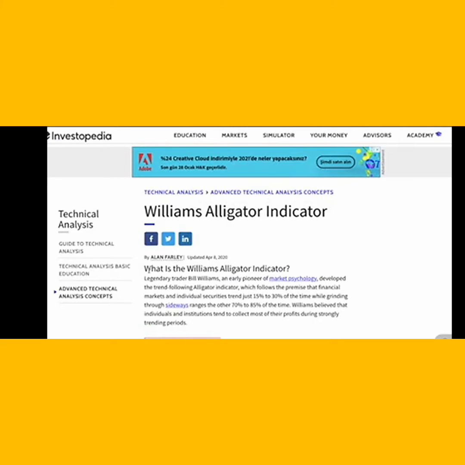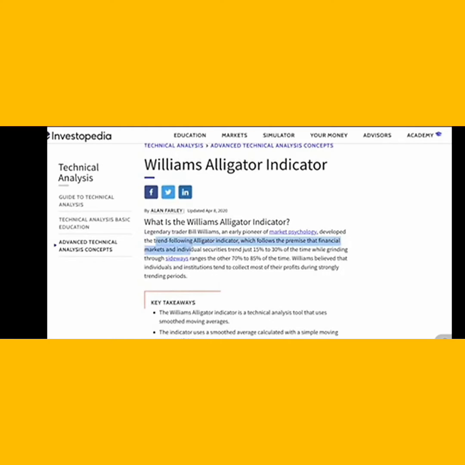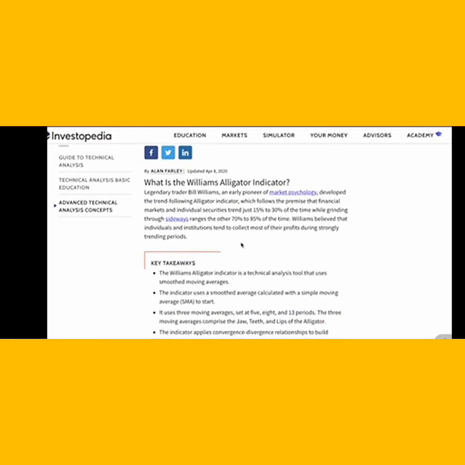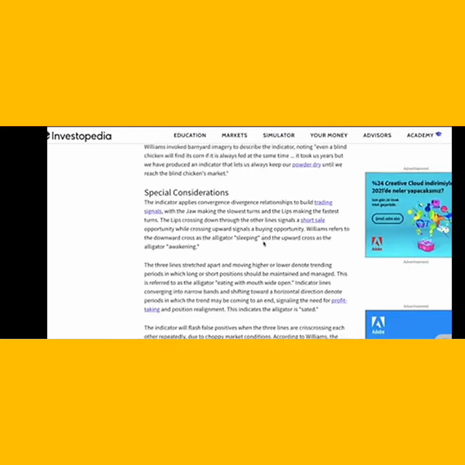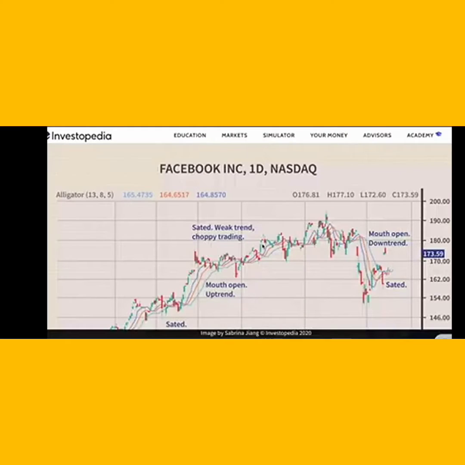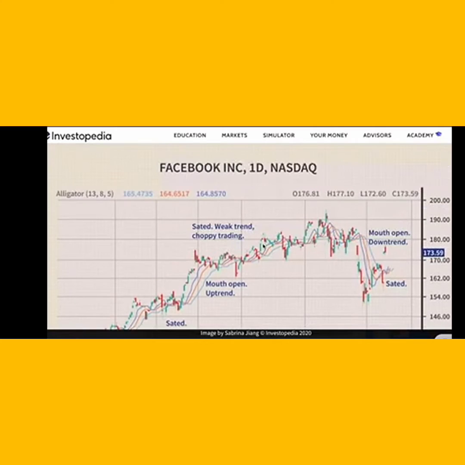Before we dive into the trading strategies, let me show you the Williams Alligator Indicator. The indicator was created by the legendary trader Bill Williams. Bill Williams noticed that markets move sideways 75% of the time, and they move within a trend just 25% of the time. He believed that a huge part of the profits are made when there is a trend, so he created this trend following indicator, which is called Williams Alligator.